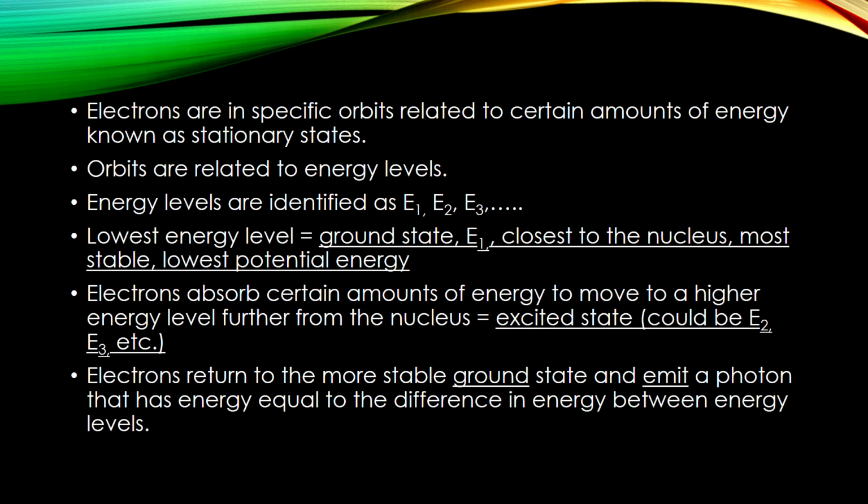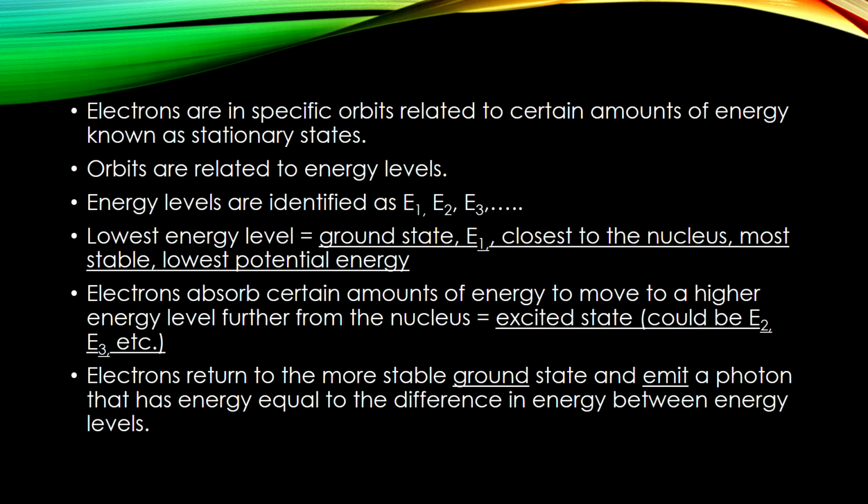The energy levels were identified as E1, E2, E3, and he said that the lowest energy level any atom can have for its electrons is called the ground state. This ground state was closest to the nucleus, it was the most stable, and it had the lowest potential energy. He said that in order to move, these electrons had to absorb certain amounts of energy to move to a higher energy level, and they absorbed it in the form of a quantum, so it could only absorb these specific packages. That moved it to what is called the excited state, so this could be E2, E3, and so on.